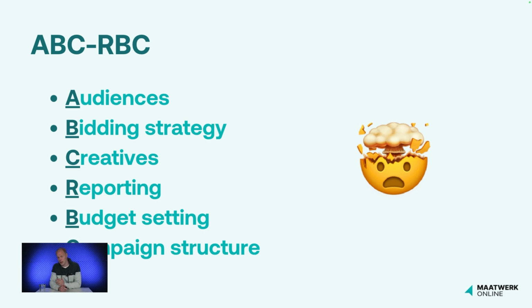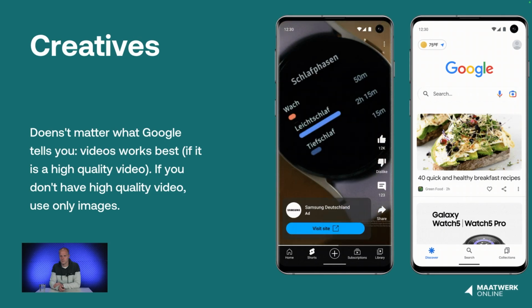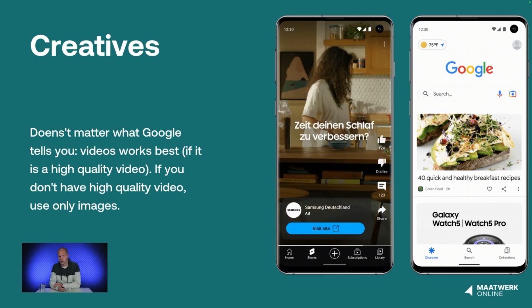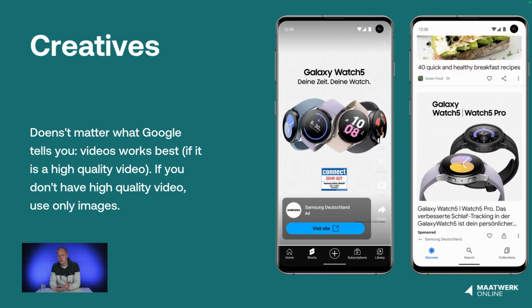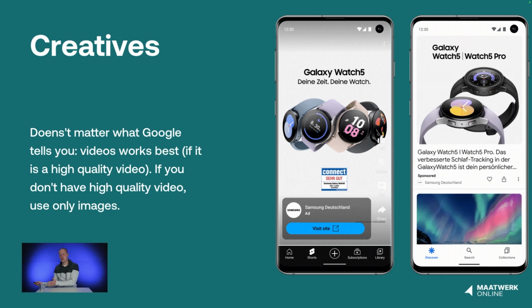Then what is, I think, besides the A for audiences, the most important one to look into for your demand gen campaigns is a C for creative. So regarding creatives, it doesn't matter what Google tells you. Videos seem to work best if it's a high quality video.